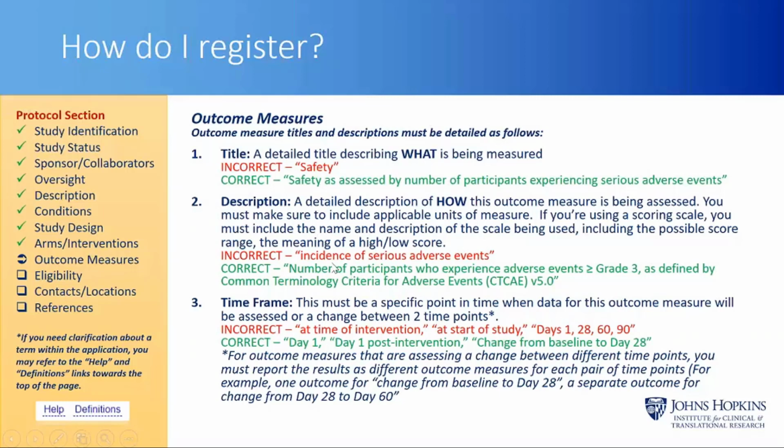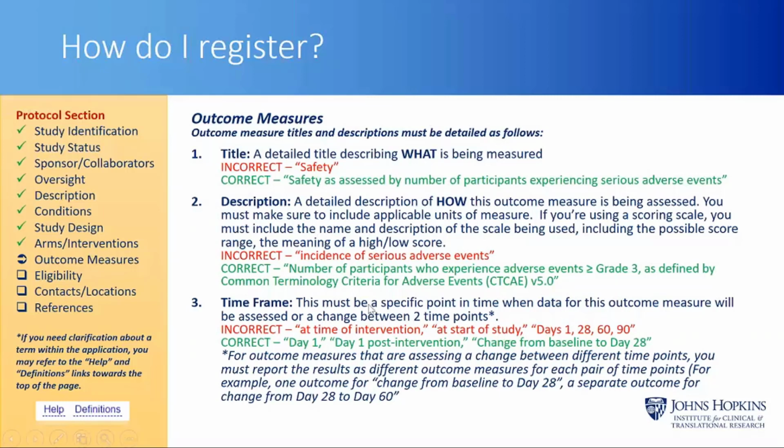So if you were reporting a pain score and you were using the VAS scale, the visual analog scale, you have to say pain as assessed by the visual analog scale, which ranges from, and you have to specify the range, so 0 to 10, 0 being no pain at all, 10 being the most severe pain, and then that would be okay. So it needs to be very specific, and you need to explain that criteria.